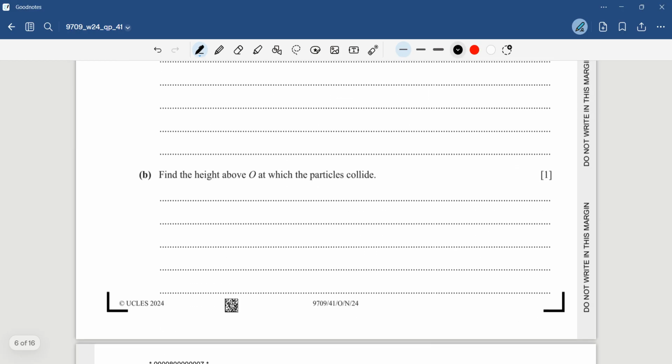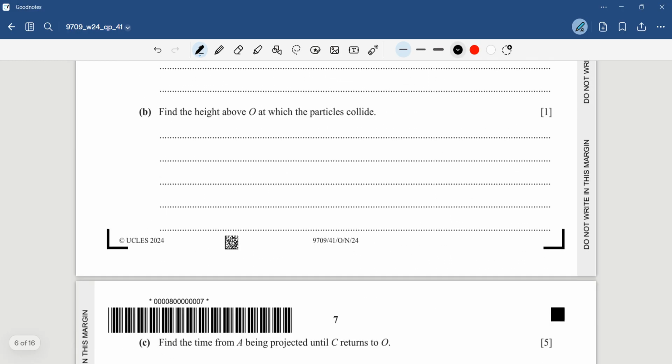Okay, and then find the height above O at which the particles collide. So we can just substitute the t inside. You can use your S for A, so it's going to be ut, 3.5, plus half at squared. Okay, so you calculate. So you should get 218.75.